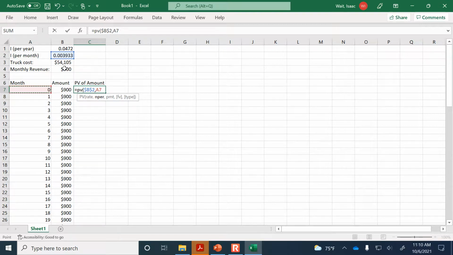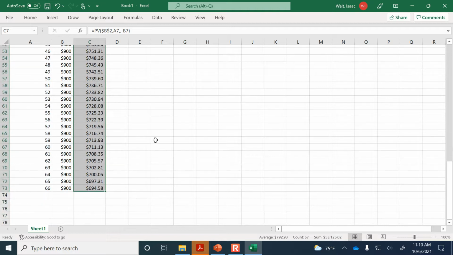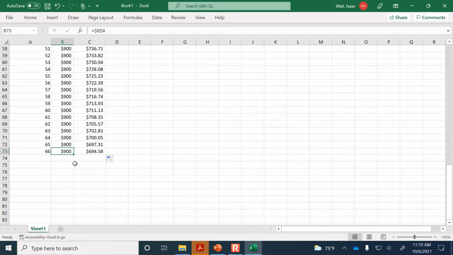Okay, so that's the NPER, number of periods. I'm skipping over the payment because each one of these is being treated like an individual future amount that's being discounted to the present. So this is the same thing we've done on dozens of prior occasions. And let me just double click to send that down through all of them. So it's interesting to see that $900, 66 months from now, only has a present value of $694.58.